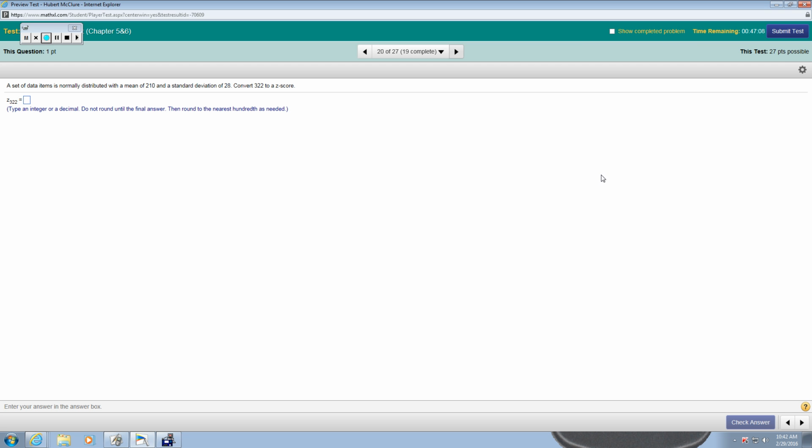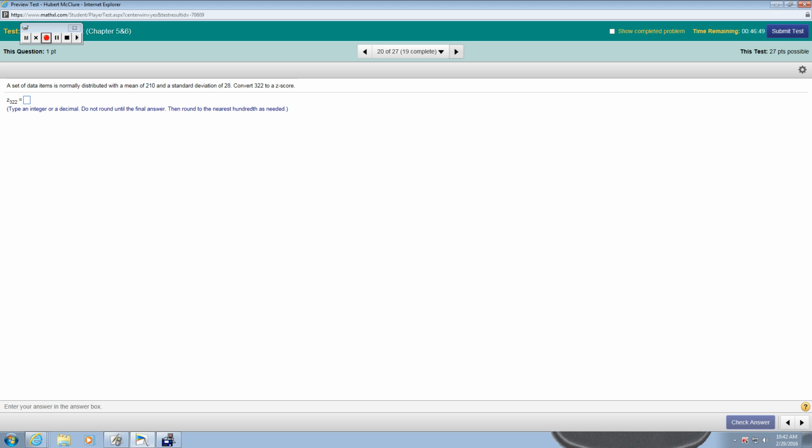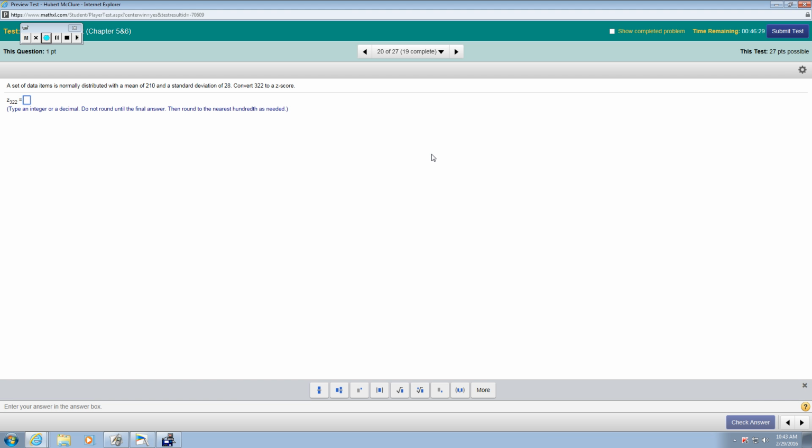Alright, here's another one. I'll let y'all do it. It says a set of data items is normally distributed with a mean of 210 and a standard deviation of 28. Okay, you don't need to draw a picture here. Convert 322 to a z-score. So what would that be? 322 over... calculator drill team, what do you get? How much? I guess that's as simple as it can get. 4.